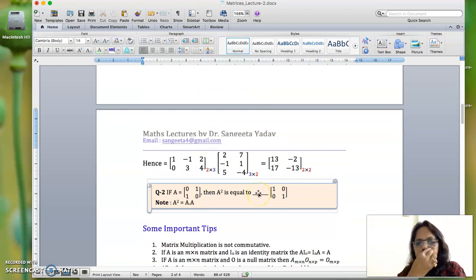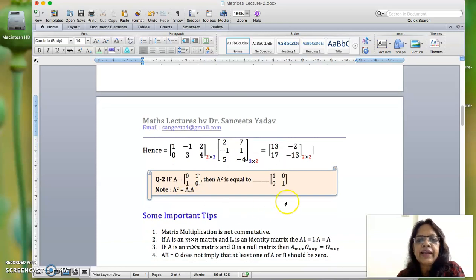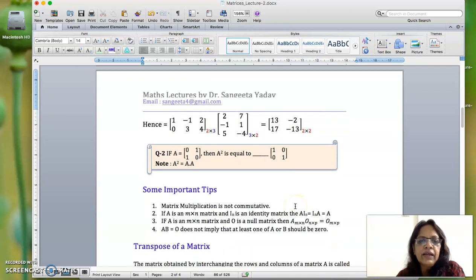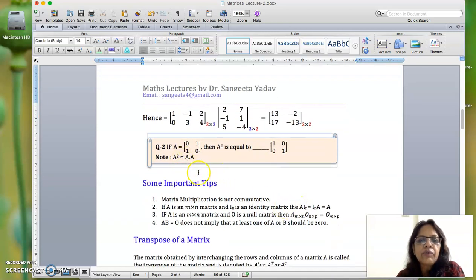Now this question I'm leaving with you. A is the matrix 0 1 1 0, then find A square. The answer is given over here. Just note A square will be A into A, that is, matrix A will be multiplied by matrix A. Try it out. You should get this answer. Then next class I'll tell you what is the common mistake in this, or in the last I will be discussing the common errors made by the students.